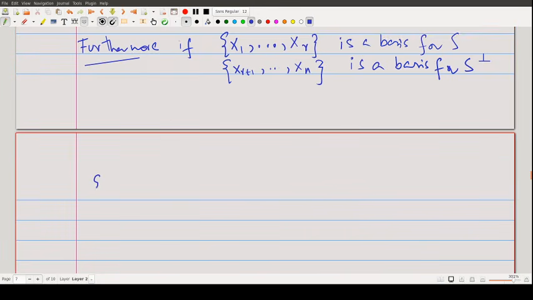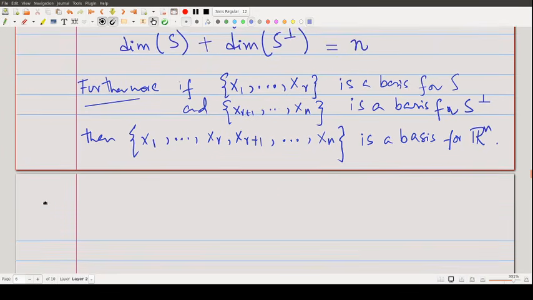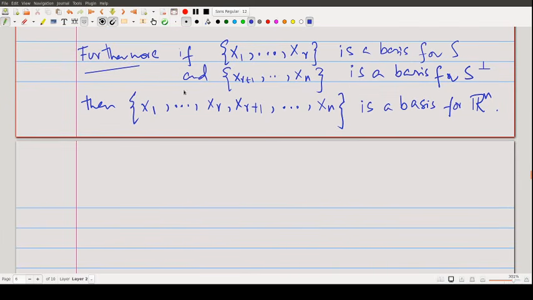And the idea is that if this is true and this is true, then if you combine all of these basis vectors together, x1 through xr and x(r+1) through xn, this is a basis for the n-dimensional real space, which is pretty neat, right? So if you have a basis for this space and a basis for its orthogonal complement, you have a basis for your whole space. And so let's try to prove this.